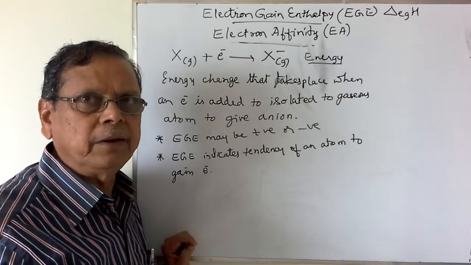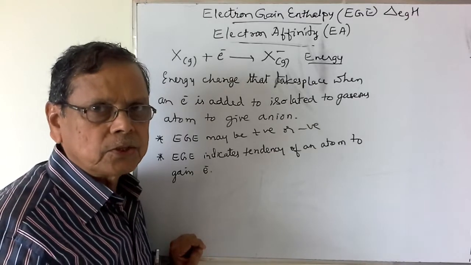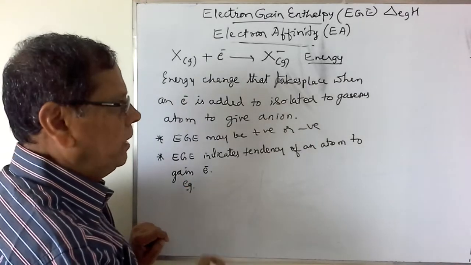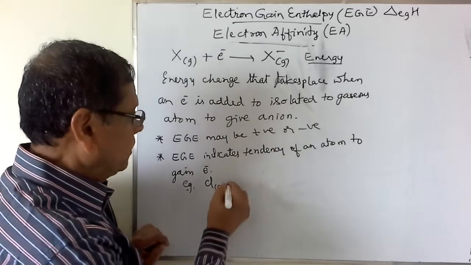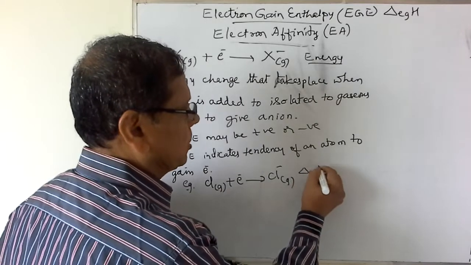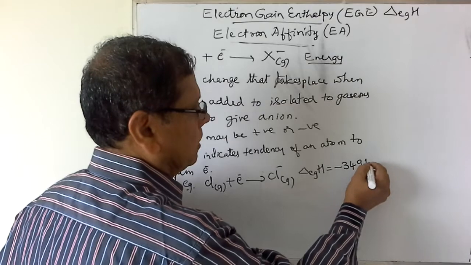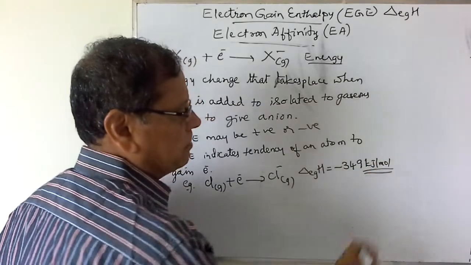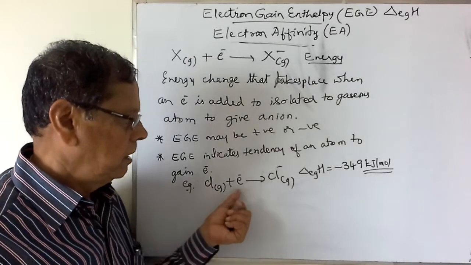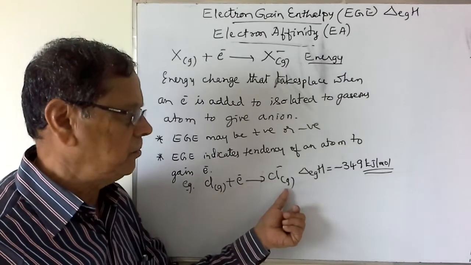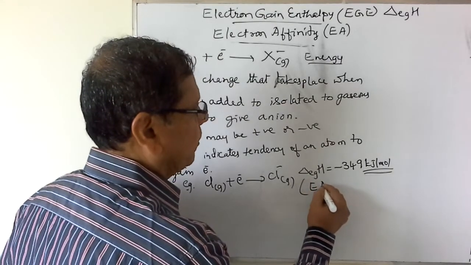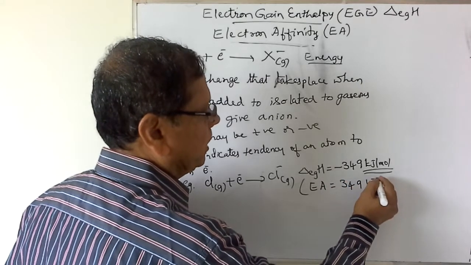But sometimes an electron may be forcibly added by supplying energy. In such a case, electron gain enthalpy will be positive. I will give examples for both kinds. For example, when an atom like chlorine in the isolated gaseous state takes an electron to give rise to Cl minus ion in the gaseous state, this delta EGH is minus 349 kilojoules per mole. Always energy is measured in kilojoules per mole, because for one atom the energy released is very, very small. When 1 mole of chlorine atoms in the isolated gaseous state takes 1 mole of electrons to give Cl minus ions, the energy released is 349 kilojoules per mole. But electron affinity is indicated only with the magnitude, 349 kilojoules per mole.